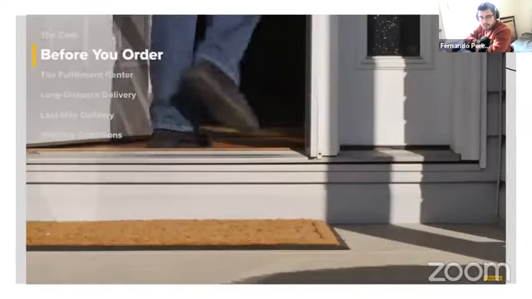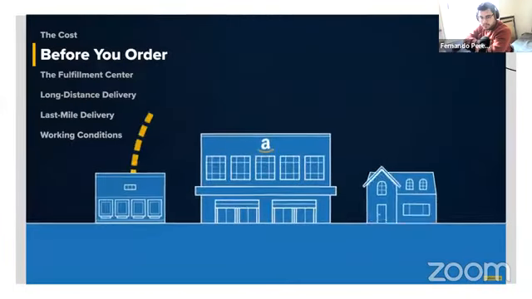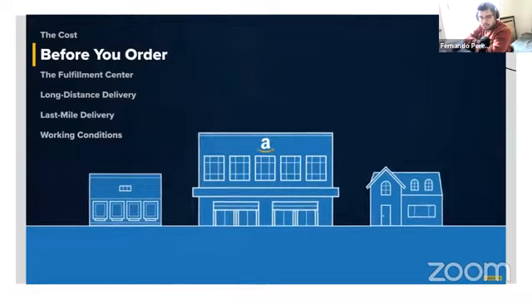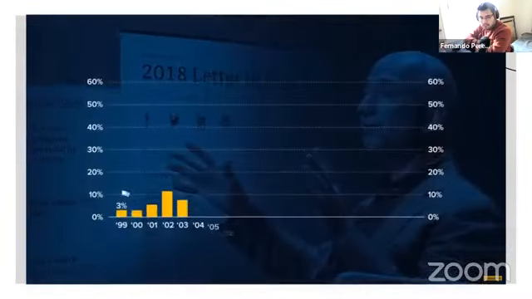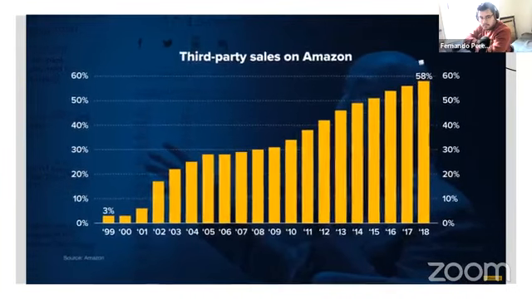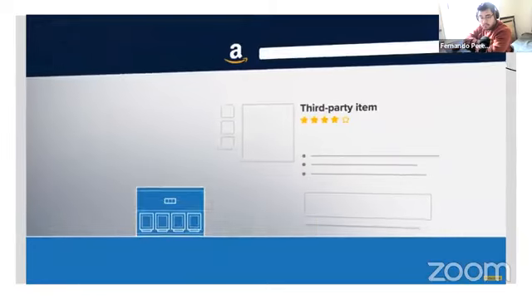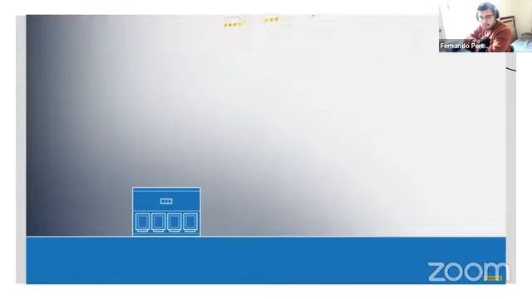The journey a package takes to your door starts before you even place the order. Most items on Amazon are sold directly to you by a third party. In Jeff Bezos' letter to shareholders in April 2019, he said third-party sales have grown from 3% of total merchandise sales in 1999 to 58% in 2018. Amazon charges those sellers a fee to list items on Amazon.com, starting around 15% of the item's selling price.